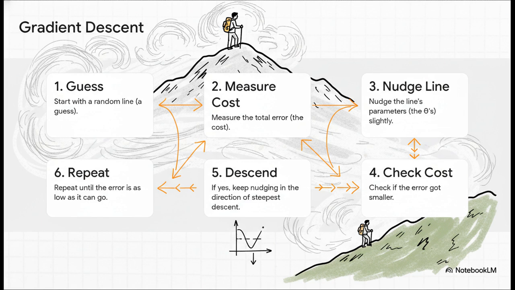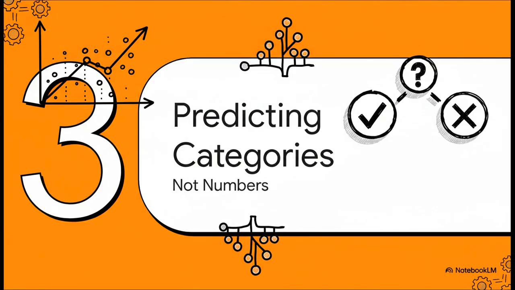That's exactly what gradient descent does. It just keeps nudging those dials always in the direction that makes the error go down the fastest until it finds the best possible line. Okay, so using lines to predict numbers is pretty powerful stuff.